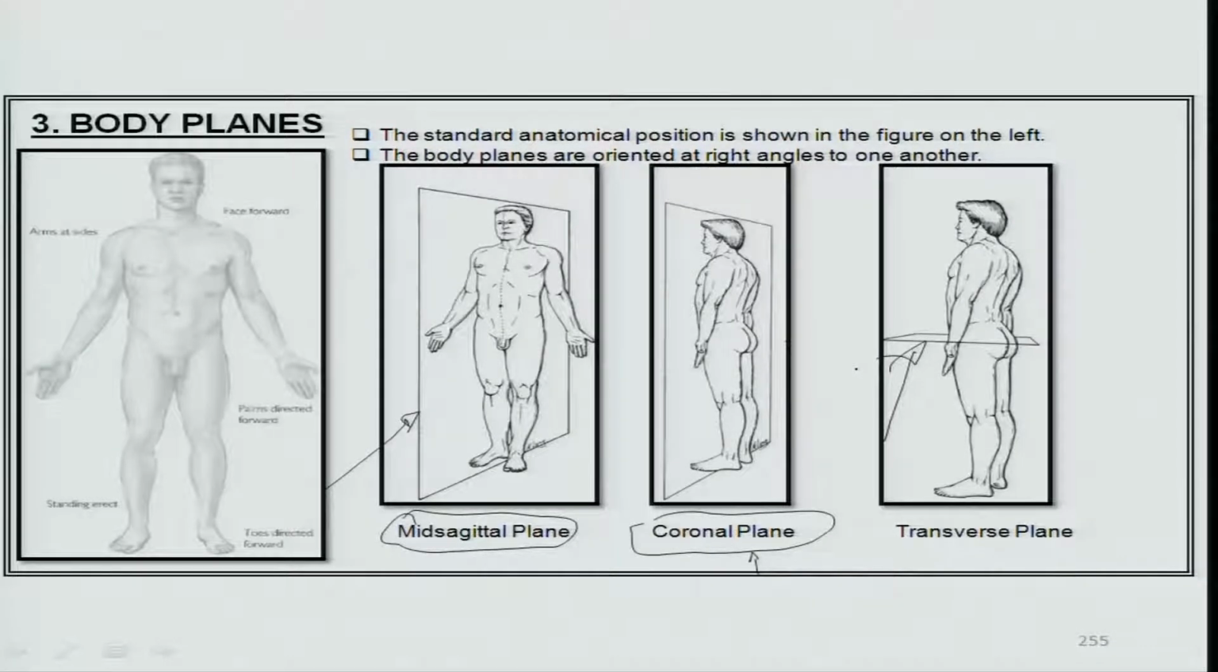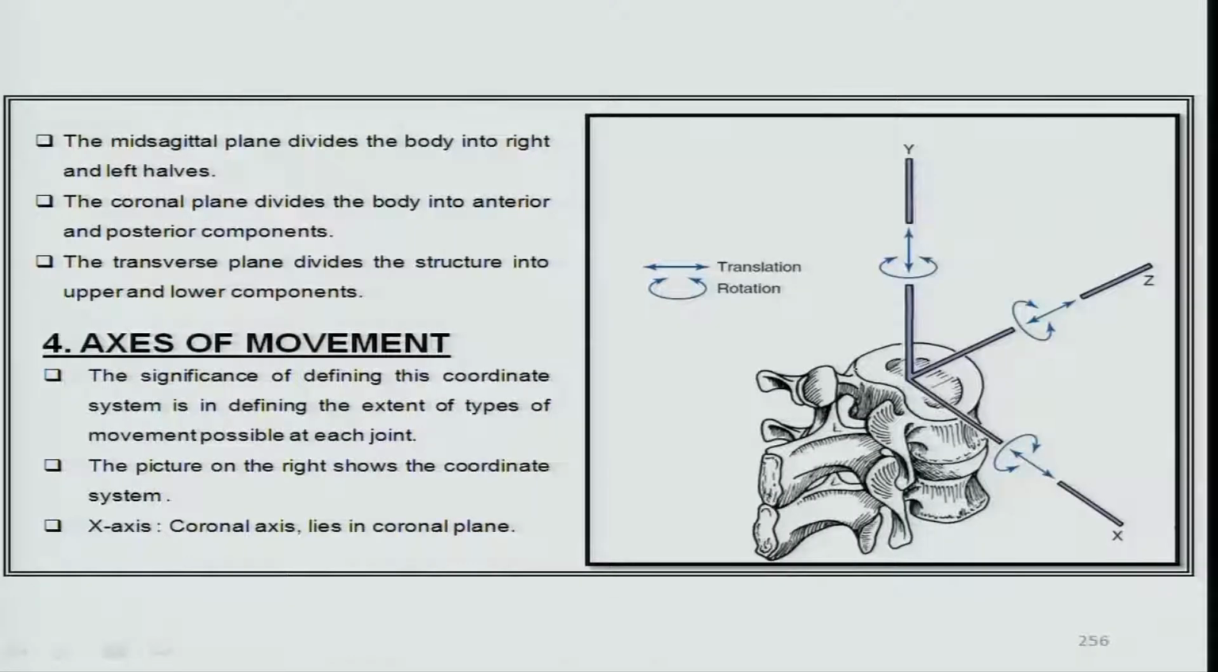So, we have different plane windows through which you could categorize, and now all the motions which take place are with respect to the axes across such planes which are formulated. So, the mid sagittal plane divides the body into right and left halves, the coronal plane divides the body into anterior and posterior, and the transverse plane divides the structure into upper and lower half components. So, this we must understand before going ahead.